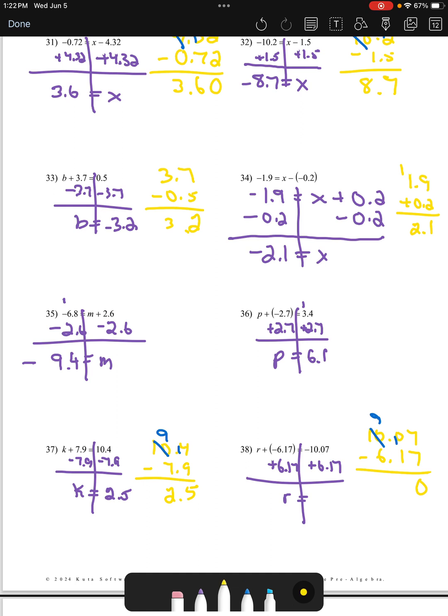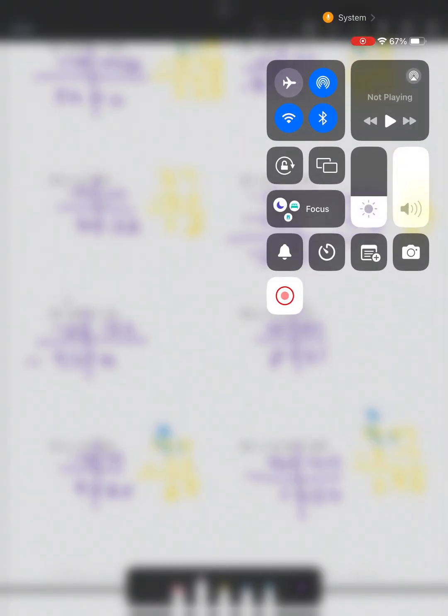So 7 minus 7 is 0. We do have to borrow. 10 minus 1 is 9, and 9 minus 6 is 3. So I know numerically I have a 3.9. Same thing as 3.90. And as far as the sign goes, the 10.07, the bigger number, is negative, so my 3.9 is also negative.